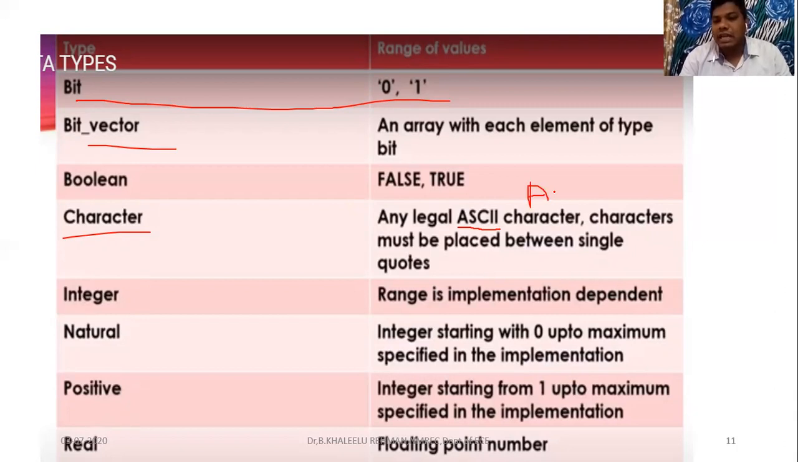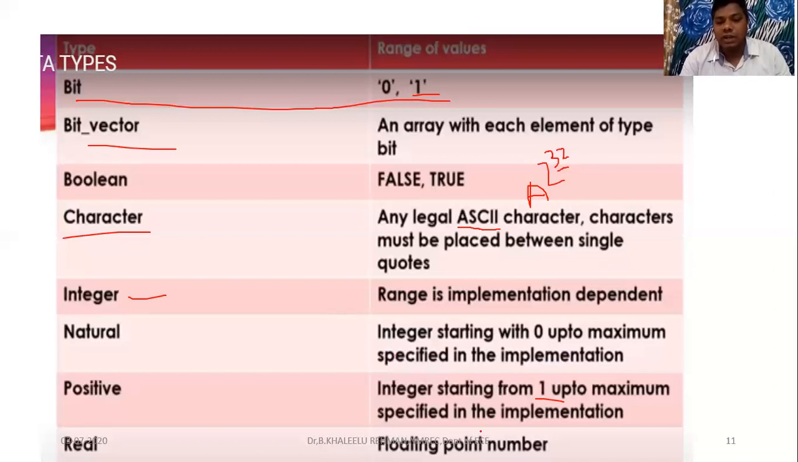For a single character, use single inverted commas like this. If it is multiple characters, then you have to use double inverted commas to represent a character string in VHDL. Then we have integer. A 32-bit integer means 2 raised to 32 as the value. If it is natural, it means 0 to that maximum value. If it is positive, it means 1 to that maximum value. Integer supports 32 bits.